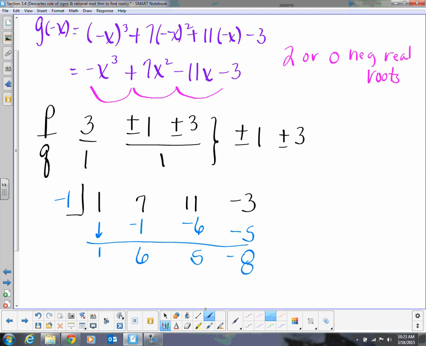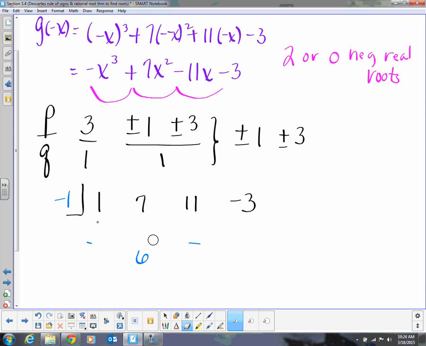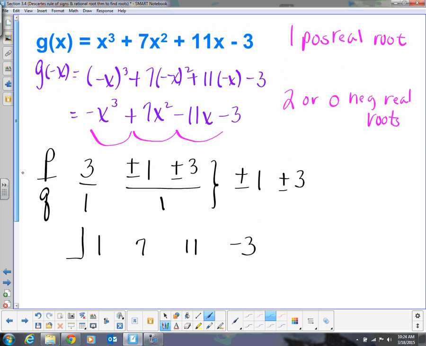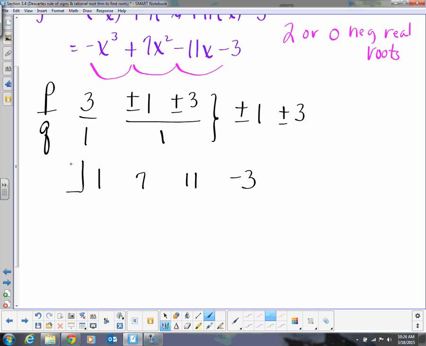I wonder if I wrote a bad problem. Oh, I might have written a bad problem. So it's 2 or 0, so let's try positive. Did I pick the same right ones? Did I pick it from G? Negative 3 works?